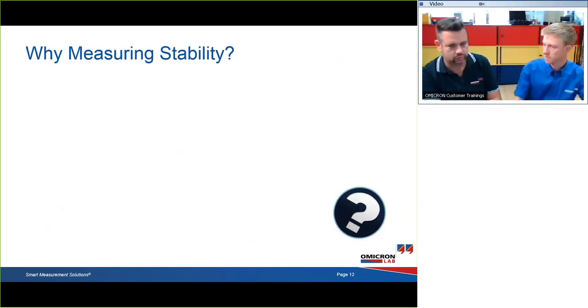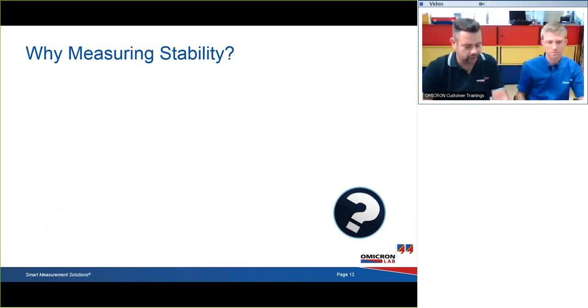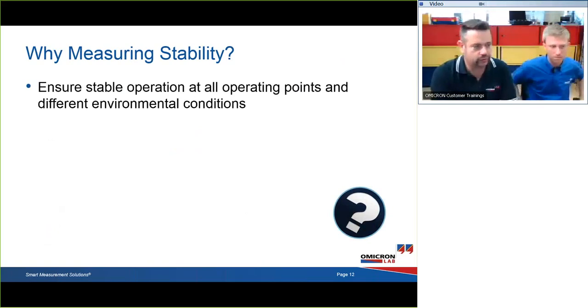So why do we measure stability? In fact, first of all, we want to ensure a stable operation at all operating points and at different environmental conditions. So this means also that when you measure stability, you should also measure it with all the load points you will have during real operation.